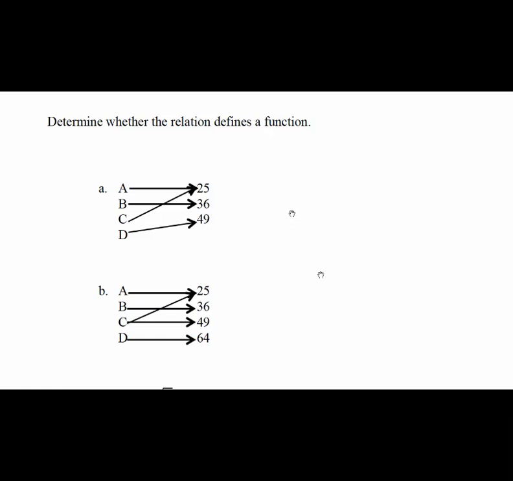Determine whether the relation defines a function. What we want to recall here is the definition of a function: each input corresponds to exactly one output. If we first focus on part B and the input C, we can trace that to the outputs 25 and 49. So let's take that out of the relation diagram and write it off to the side.